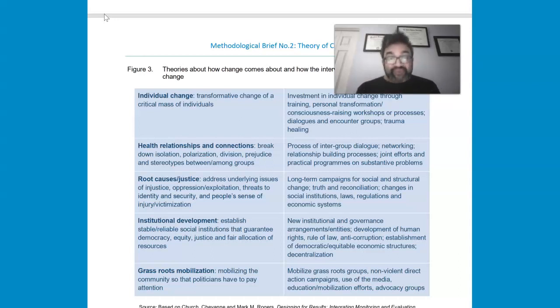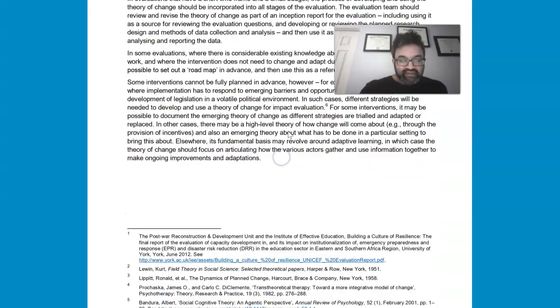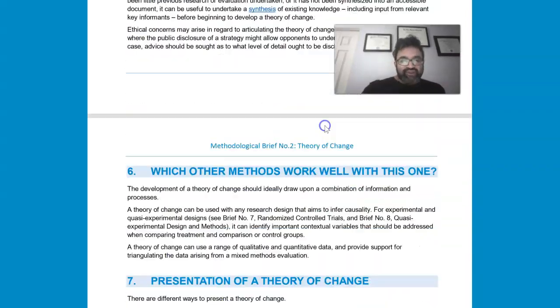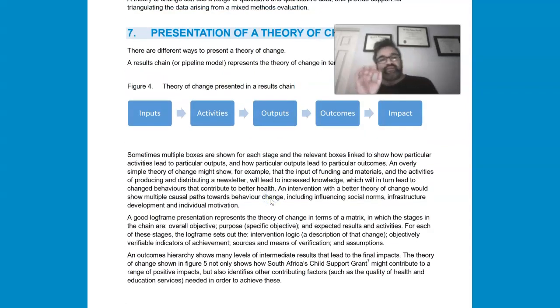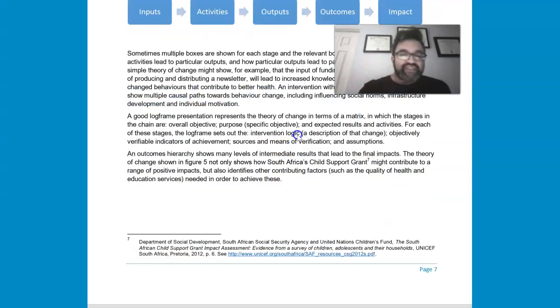And then if you want grassroots mobilization with change there, mobilizing the community so that politicians have to pay attention, then you can mobilize a lot of grassroots groups through social media and different places. Nonviolent direct action campaigns are always wonderful. Calls to action, use of other media, education, mobilization efforts, and advocacy groups. So these are all the different types of changes. Again, the main results chain is inputs, activities, outputs, outcomes, and then impact.